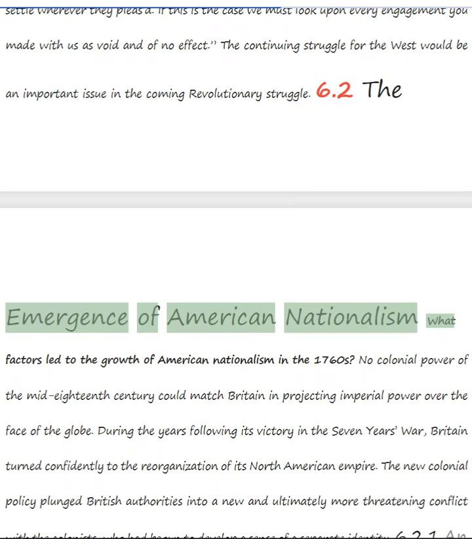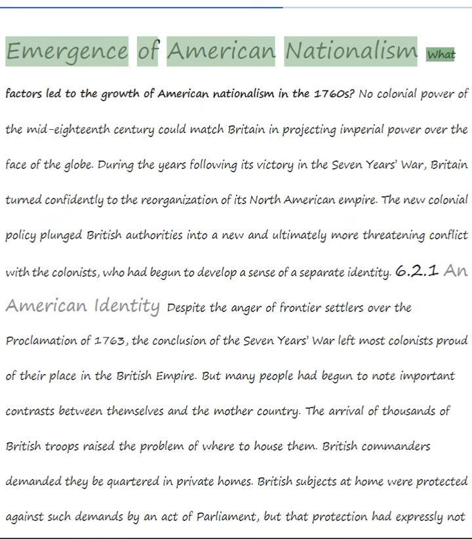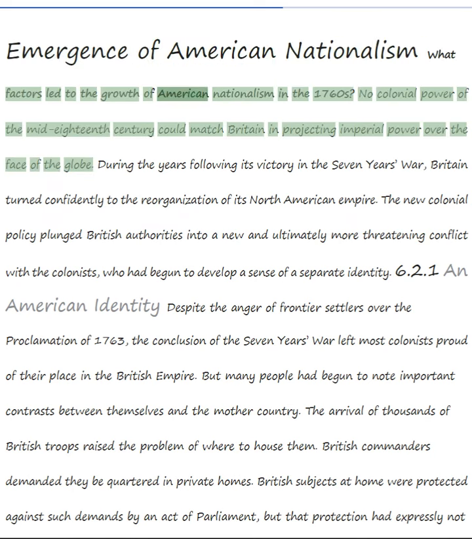The continuing struggle for the West would be an important issue in the coming revolutionary struggle. 6.2 The emergence of American nationalism. What factors led to the growth of American nationalism in the 1760s?